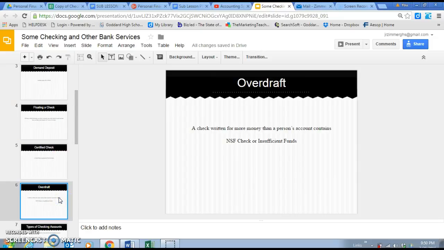The next one is an overdraft. This is a check written for more than a person's account currently has. It's also called an NSF check, or insufficient funds. You can get your name put in the paper in Beloit, Kansas if you do this, and you don't have overdraft protection.